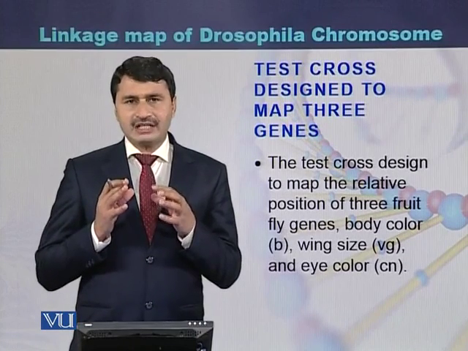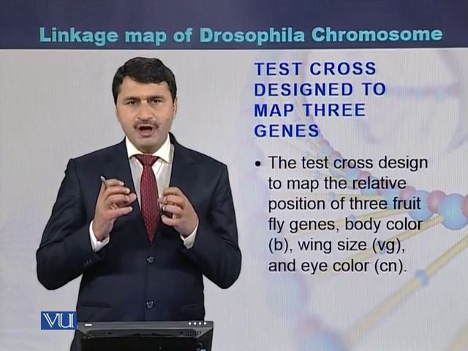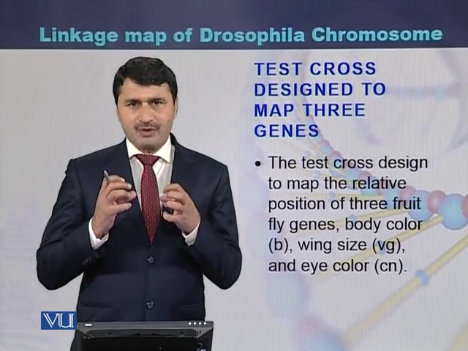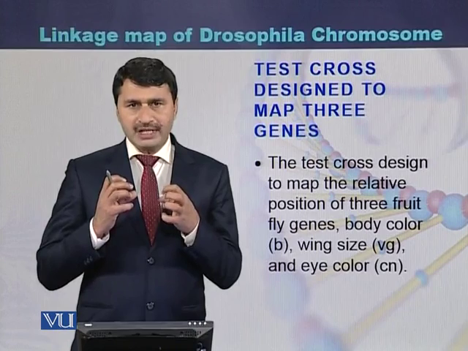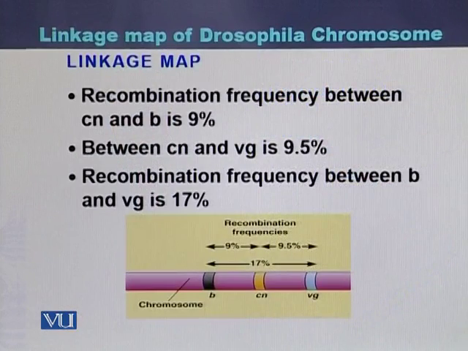He designed a test cross, and with its help he proved the frequency between these three genes and how genes can be ordered and placed on the chromosome. This is how the linkage map of the chromosome of Drosophila was mapped.